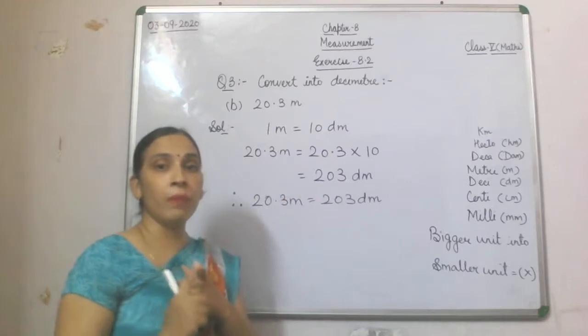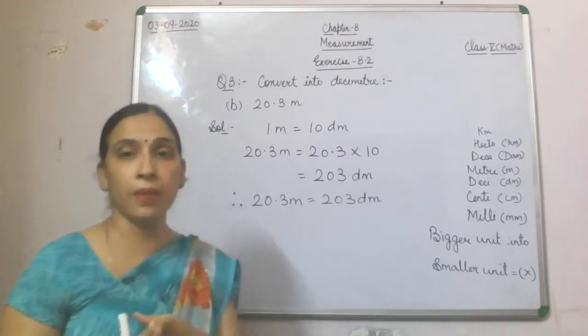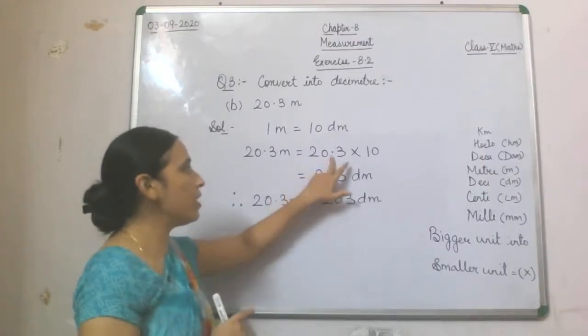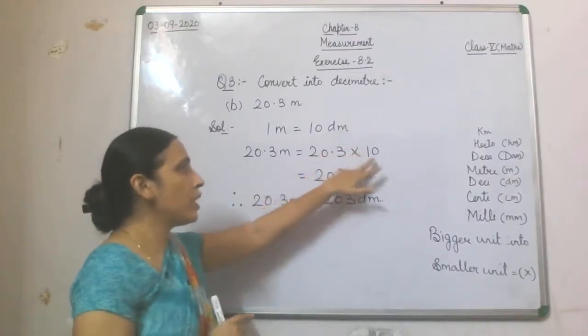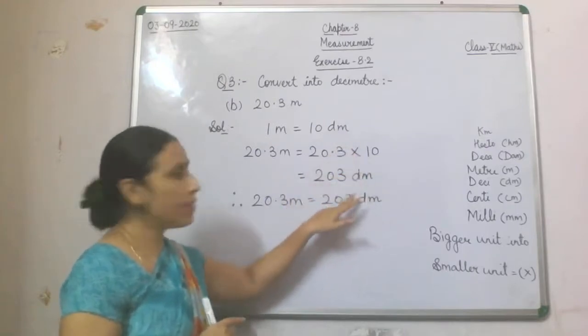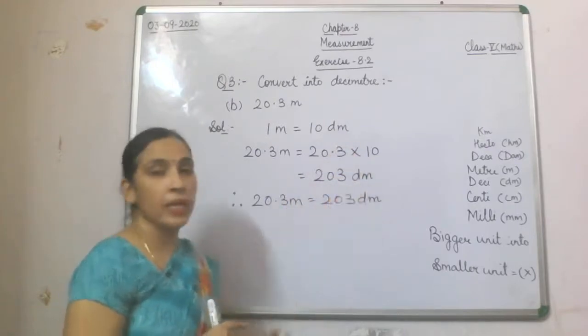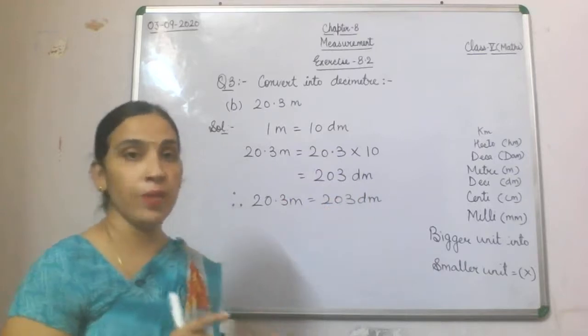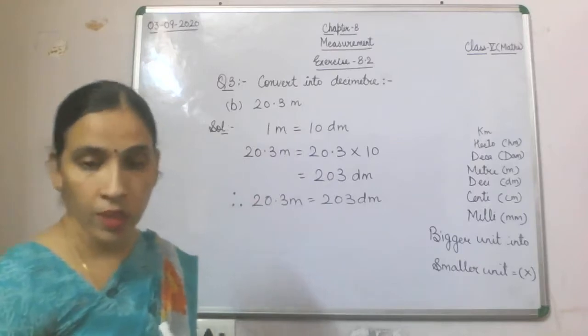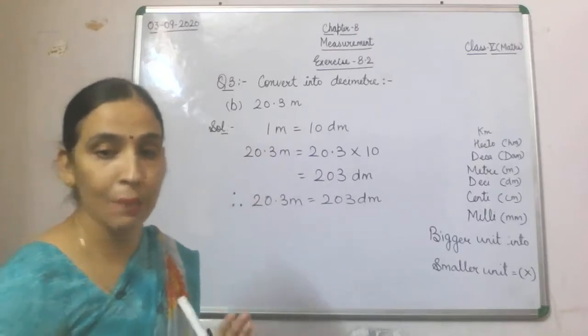Now if we are multiplying any decimal number by 10, it means that the decimal will shift towards the right. Here 10 is there, so it will shift only one place. So the answer will become 203, and the unit is decimeter, which we required. So now we'll do the C part of this question.